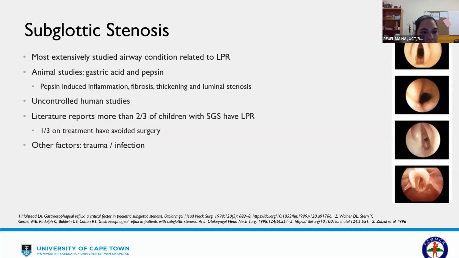There have been a few uncontrolled human studies which show that 2/3 of patients with subglottic stenosis have LPR, and of these children that were put on acid suppression, 1/3 of them avoided any surgery. But this is often in patients with grade 1 subglottic stenosis. Other factors that confounded these studies included trauma and infection.